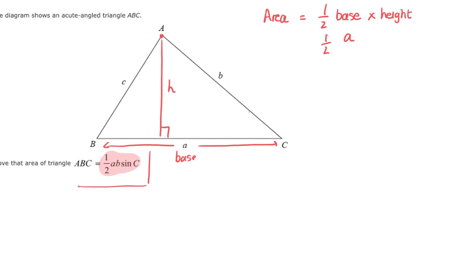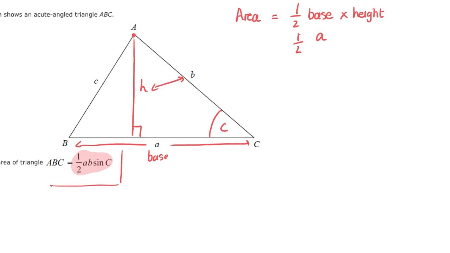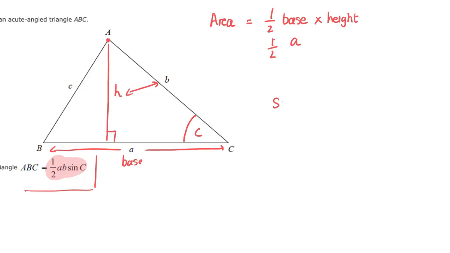So if we simply label the angle C, and what we want to know is H, well, we need a formula that links H and B. And that is going to be sine C is equal to the opposite side, H, divided by B. And all we need to do is multiply up by B. So H is equal to B sine C.